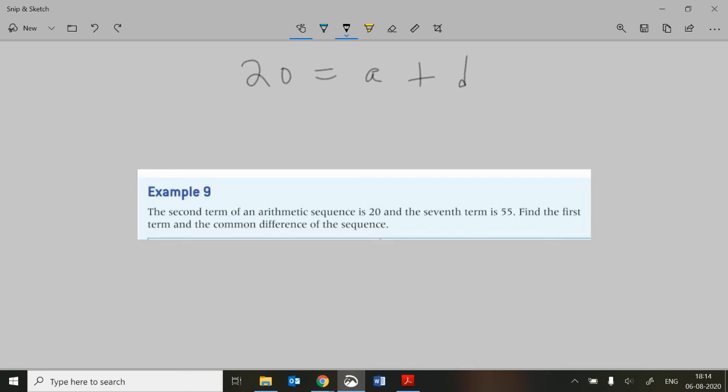Okay, and the 7th term is 55. So we've got our first equation, our second equation here. It's also going to be A plus 6 lots of the common difference, 6 gaps to get to the 7th term. And now we can solve those simultaneous equations. And you've been able to do that for years, I'm sure. So I'll let you do that. You can also do it on your Casio calculator.